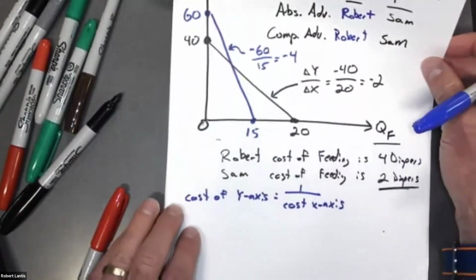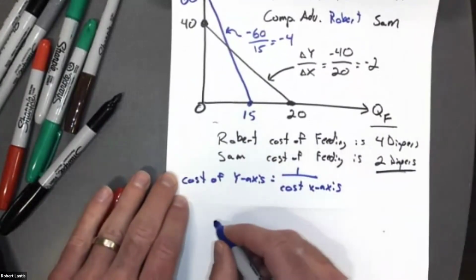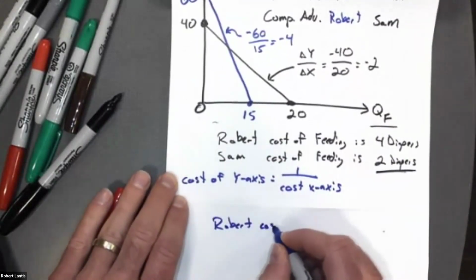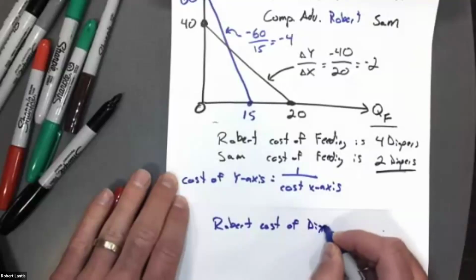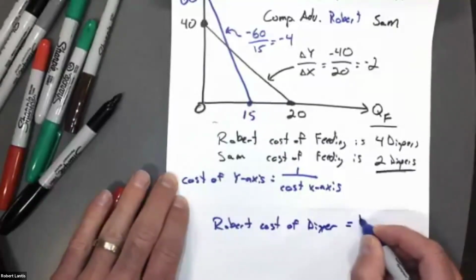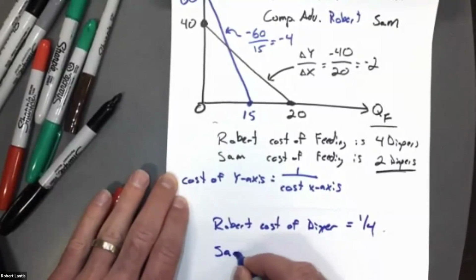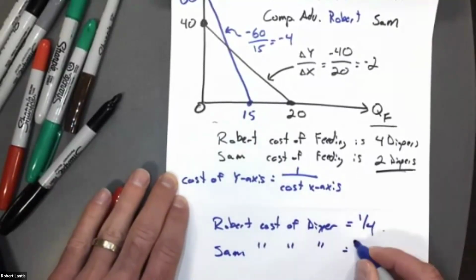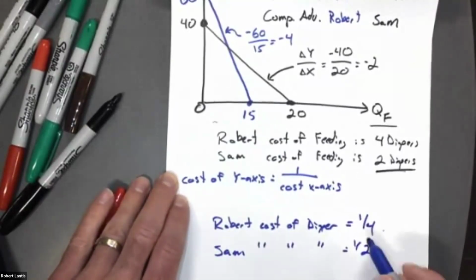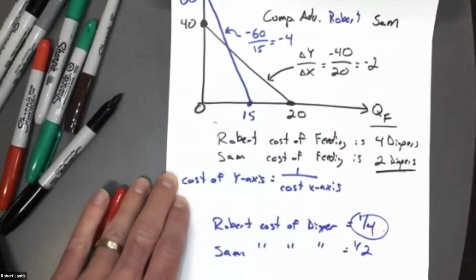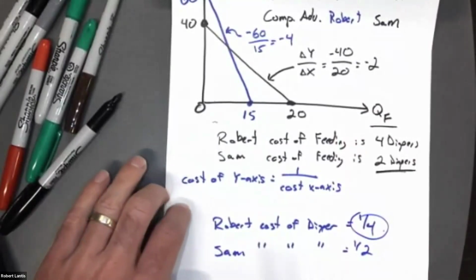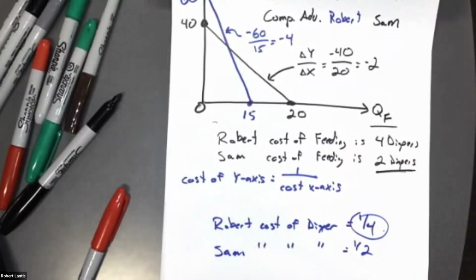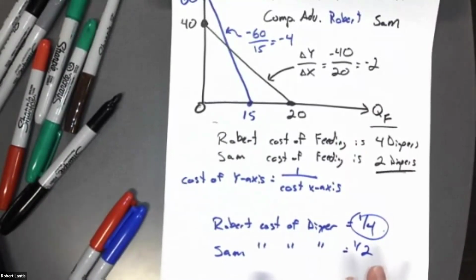So if we wanted to do that here for Robert, the cost of the diaper change or the y-axis good would be equal to 1 over 4. And then for Sam, it would be 1 over 2. Which of these values is lower? 1/4. That's why we would say Robert has the comparative advantage in the production of the other good. Okay. Any questions there before we keep moving? So once again, a review of some stuff we talked about last class, but I'm going to build out a more comprehensive full model here in just a second.